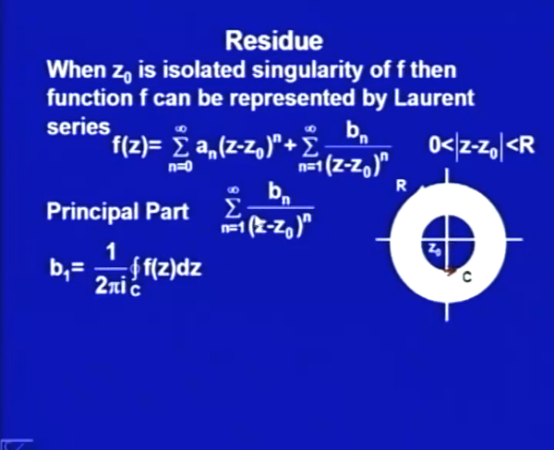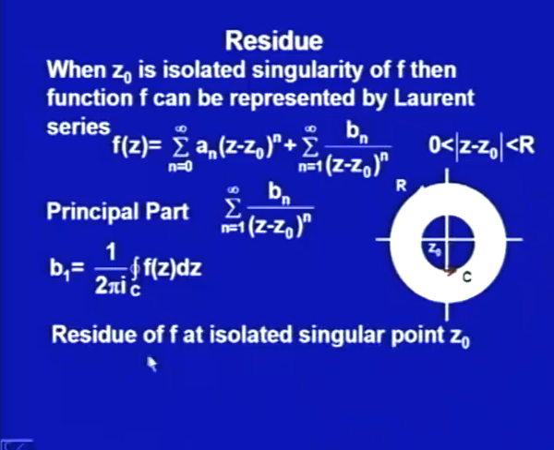We had also learned that when we have defined this b 1, especially for n equal to 1, b 1 would be 1 upon 2 pi i integral of f z dz, because b n we had defined as 1 upon 2 pi i integral along this closed contour of f z upon z minus z naught to the power minus n plus 1. So, when n is equal to 1, the denominator will not be there, and I would get simply f z. We had called this b 1 the residue of f at the isolated singular point z naught.